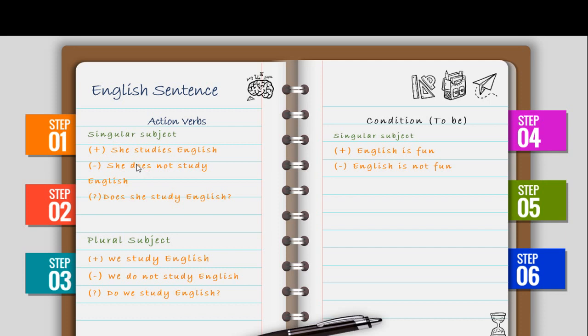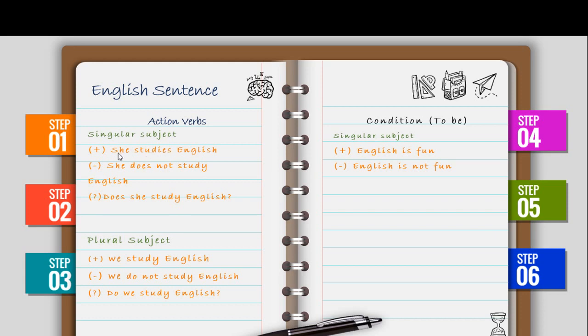Let's see the example. I put two kinds of example here. The first is with a singular subject, and the second one is with a plural subject. She studies English. In this sentence you can see an action verb. So what's the action verb here? It's study, right? Because you are doing something, it's called an action verb. And the subject here is singular. She is singular. So you need to put es or s at the end of the verb.